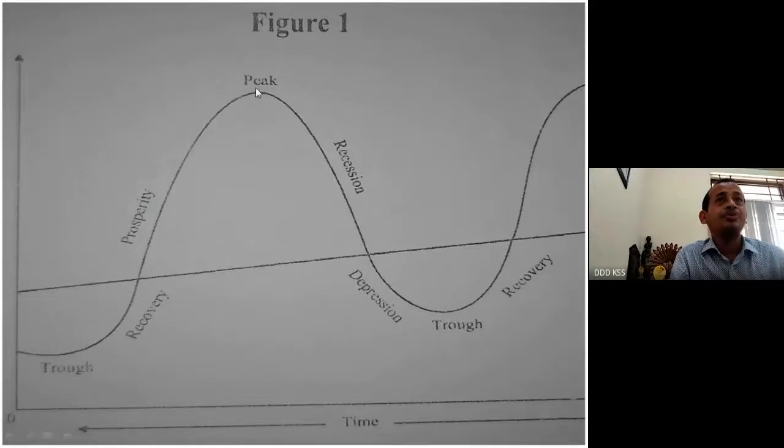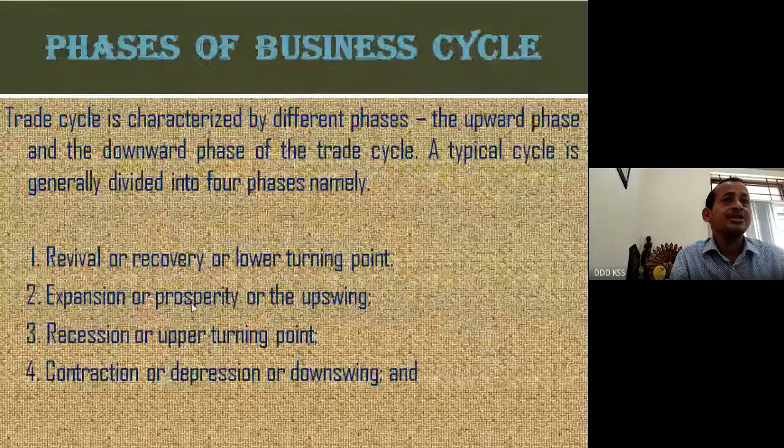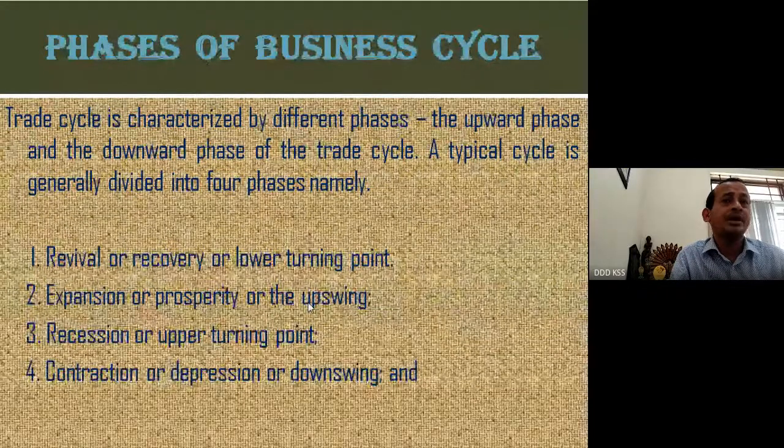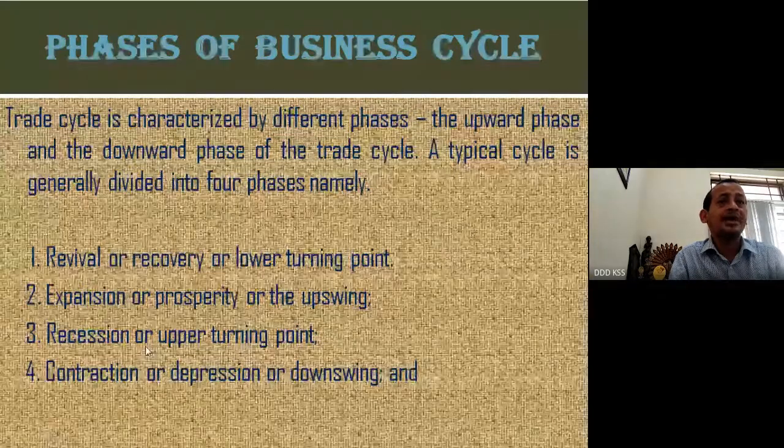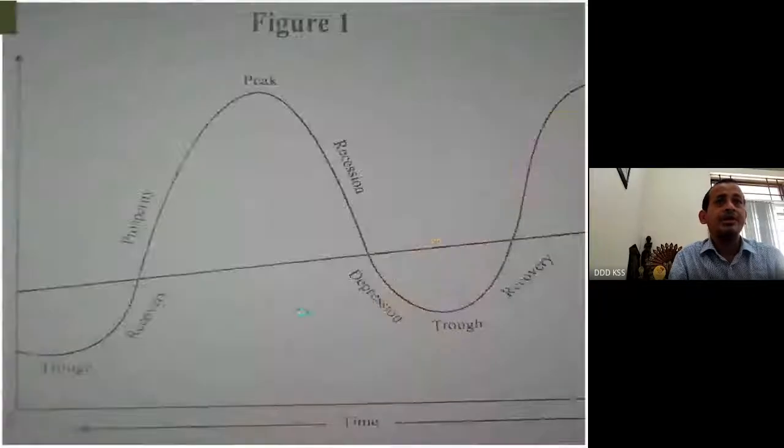After this peak point, the economy may face saturation, based on the population size and market size of a country. Saturation may come, or in any other region, economic activity may reach the prosperity level in the peak stage. Then it will show the turning point. Like in the earlier slide, we have seen expansion or prosperity or upswing. Upswing means upward movement. Then recession, the upper turning point. Now prosperity, expansion or upswing or upward movement, then peak.